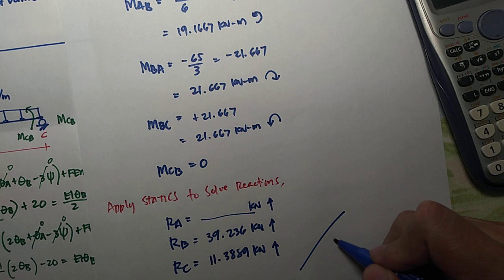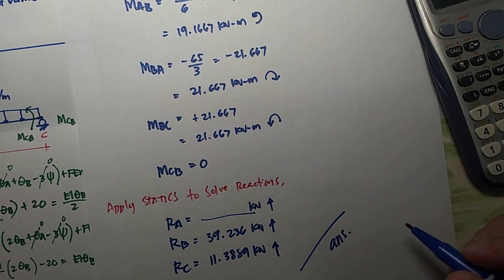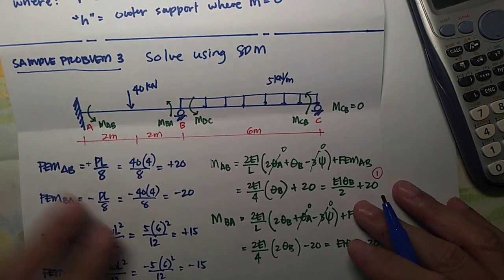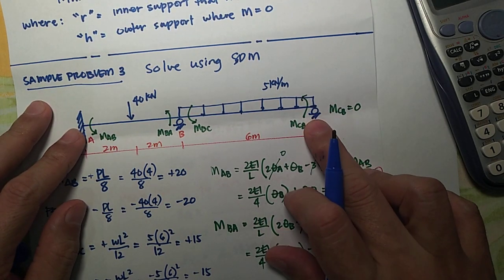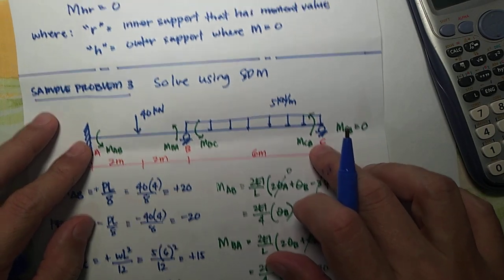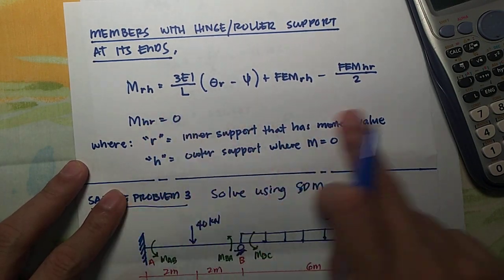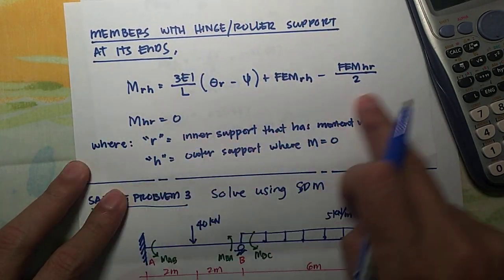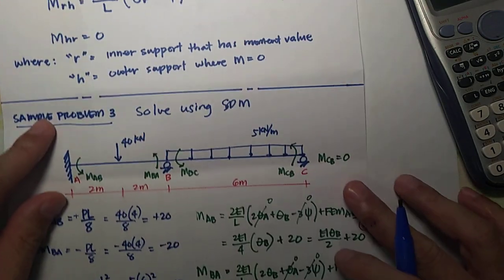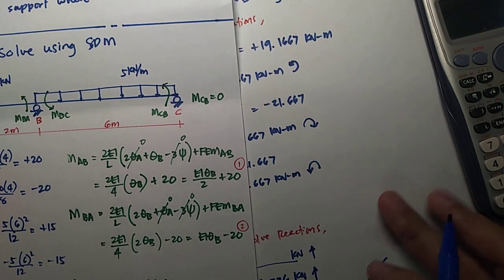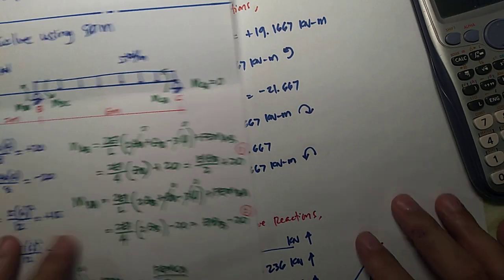Okay, so these are the answers in analyzing continuous beam na merong support sa dulo na hinge o kaya roller. So we can use this modified moment slope deflection equation. Okay, so I hope you learn something about this sample problem.